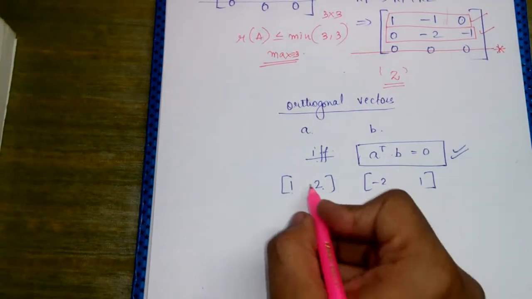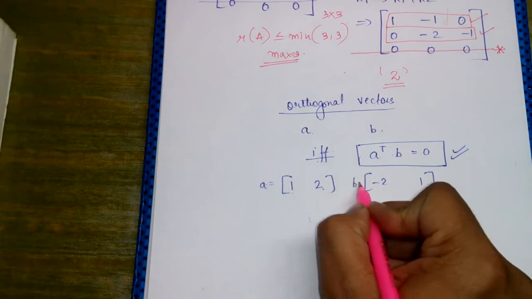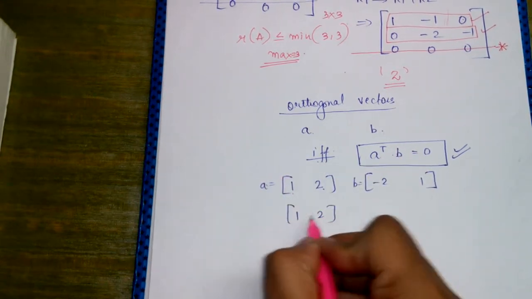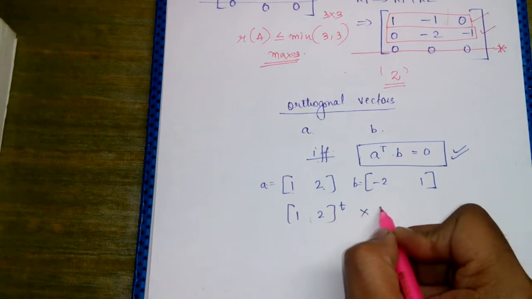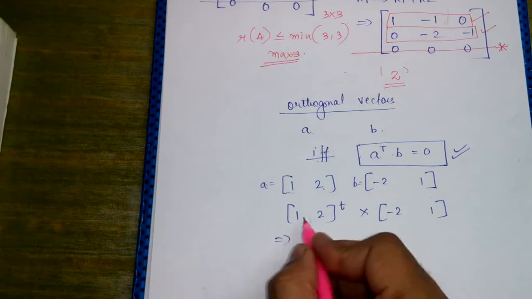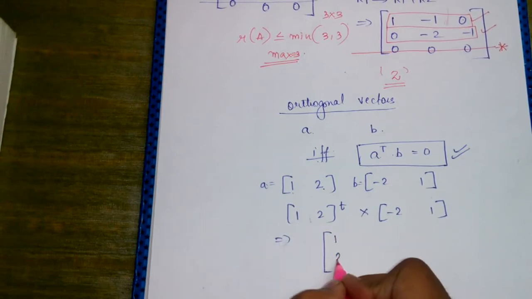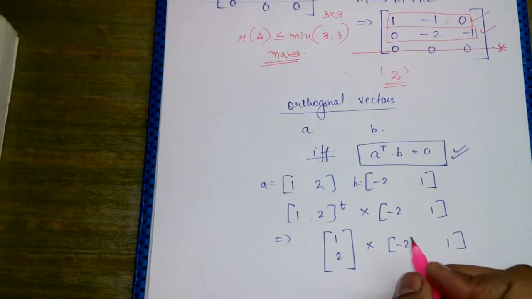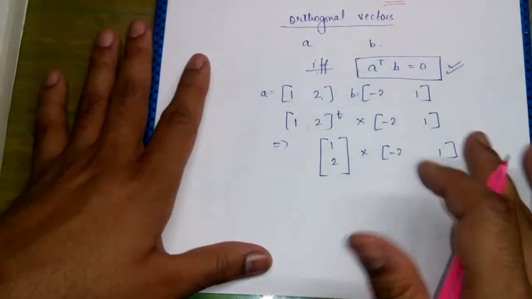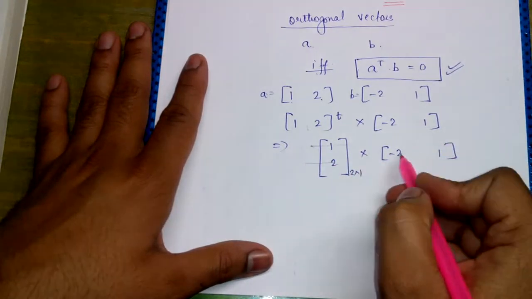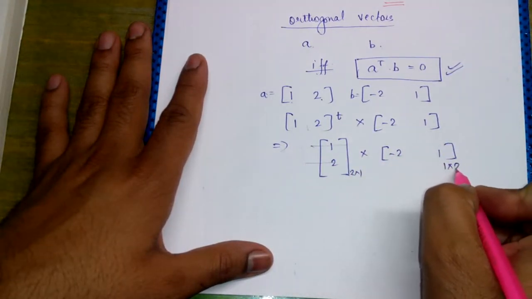So 1, 2 is A, and -2, 1 is B. They are orthogonal if 1, 2 transpose multiplied by -2, 1 comes out to be 0. So 1, 2 transpose is simply 1, 2, multiplied by -2, 1. How are we going to multiply it? This is of the order 2 rows and 1 column, so 2 cross 1. This is of the order 1 cross 2.